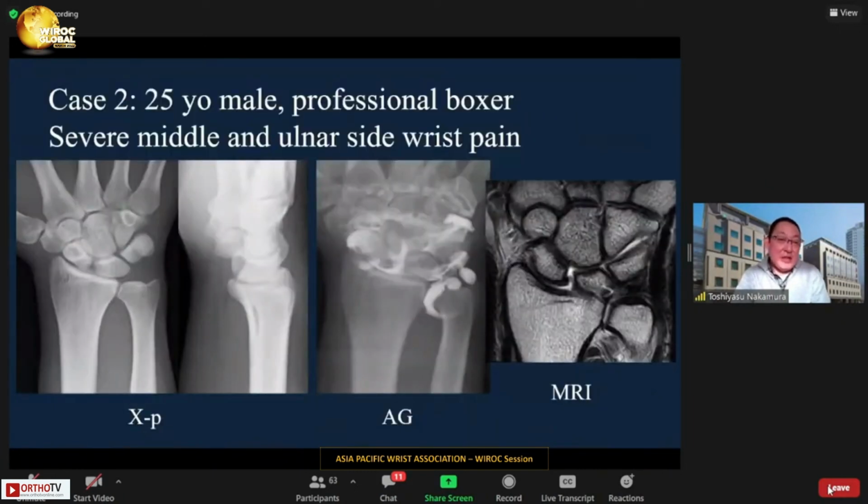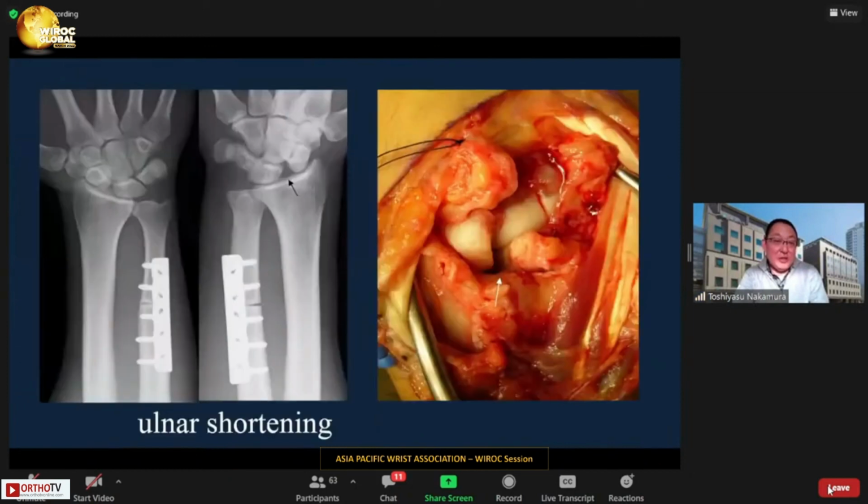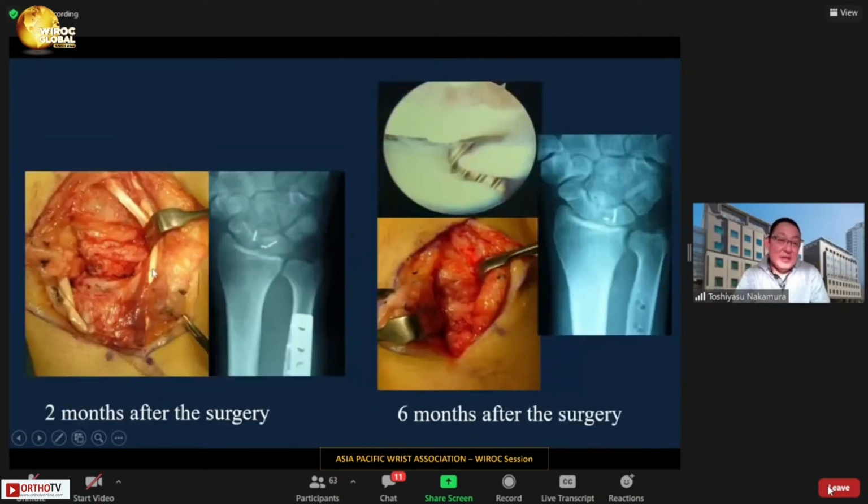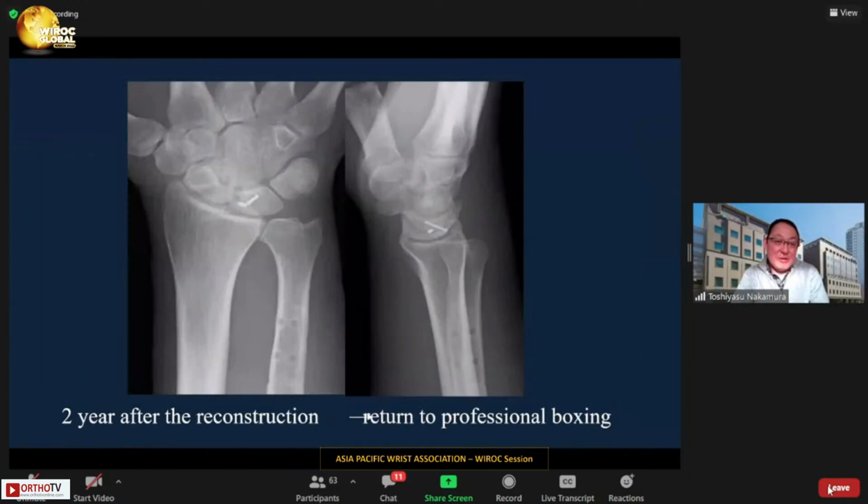This is another patient, a 25-year-old professional boxer. He also had a TFCC injury. So I did shorten the ulna with an open repair of the TFCC. Then I reconstructed the SL ligament 3 months after ulnar shortening, with a capitate-hamate bone-ligament-bone. Two months after surgery, it worked very well. However, you can see this screw. Then I checked with a scope 6 months after the surgery and found that there was a protrusion of the screw. Then I removed it. Then 2 years after reconstruction, he returned to professional boxing.